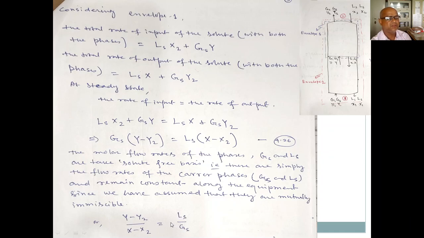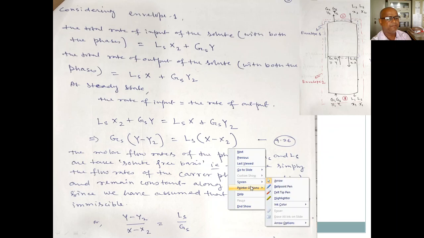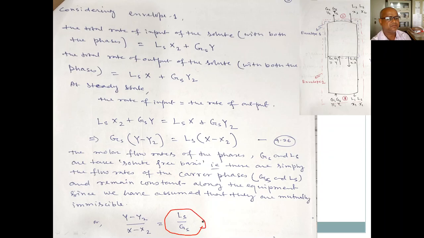Now if you see this, this term is constant, because these are constant terms, they will not change along the equipment. Whatever the entering flow rate is, the outgoing flow rate will be the same. So (Y minus Y2) divided by (X minus X2) is equal to LS by GS.